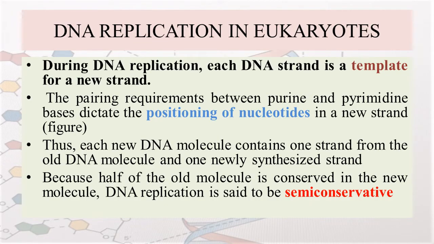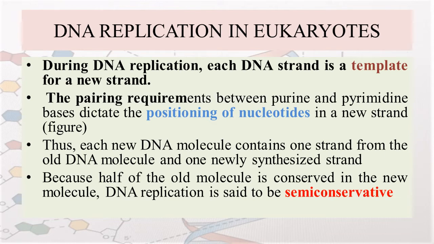DNA replication in eukaryotes. What happens during DNA replication is that each DNA strand becomes the template for a new strand. It means the pairing requirements between the purine and pyrimidine bases dictate the positioning of the nucleotides in a new strand. Thus each new DNA molecule contains one strand from the old DNA molecule and one newly synthesized strand. Because half of the old molecule is conserved during DNA replication, the process of DNA replication is said to be semi-conservative.